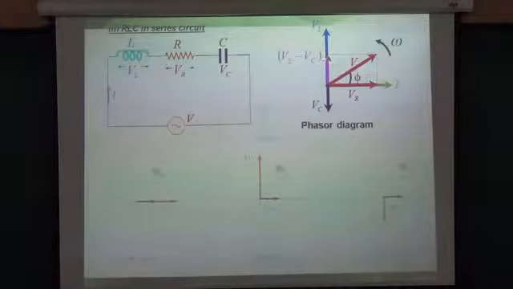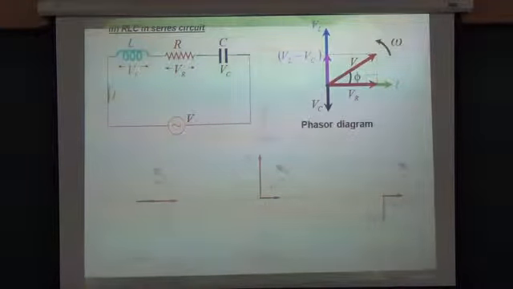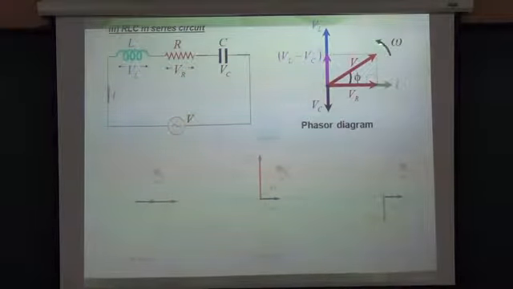So you take the difference between the two, which is VL minus VC. So this is the reactance part. Then there is VR here. So these two vectors will add up together to give me V. And this is the phase difference between current and the final voltage, that is the applied voltage.